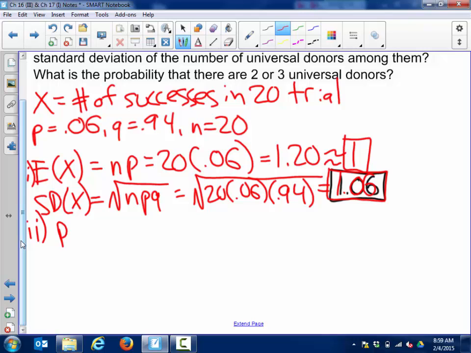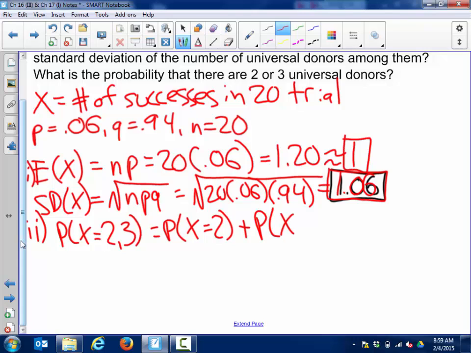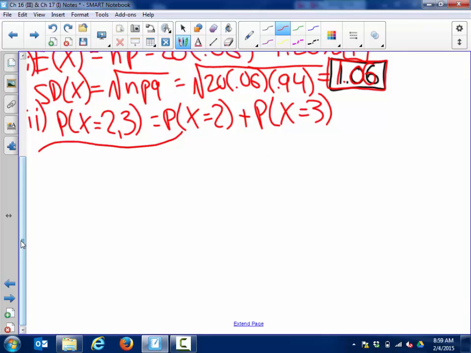They want the probability that there are 3 or 2 universal donors. So the first chunk of the question was answered. They want the probability that x is equal to 2 or 3. Well, that's just the probability that x is equal to 2 plus the probability that x is equal to 3. Well, let's take this one and solve it over here. Probability that x is equal to 2.